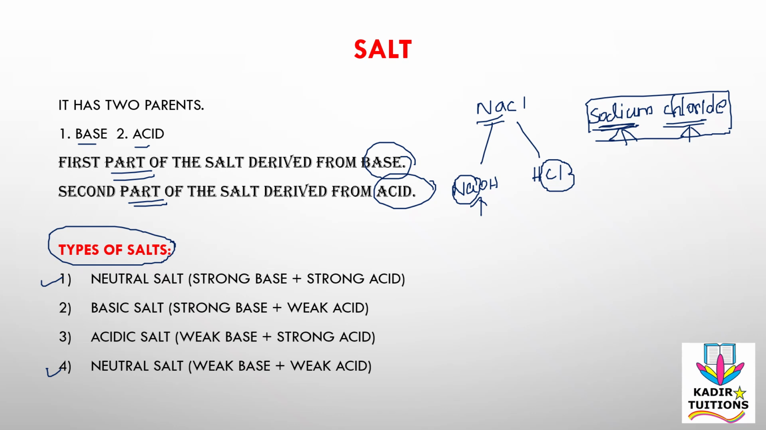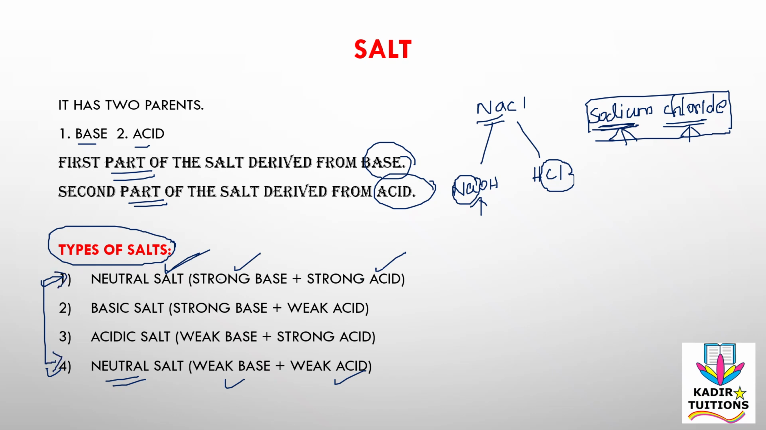When a base and an acid react with each other, they produce a salt. If the base is a strong base and the acid is also a strong acid, they react to produce a neutral salt. In the same way, a weak base and a weak acid will produce a neutral salt. That's why I have mentioned two types over here, but both are neutral salt only.